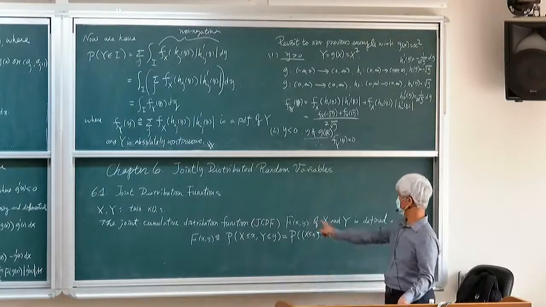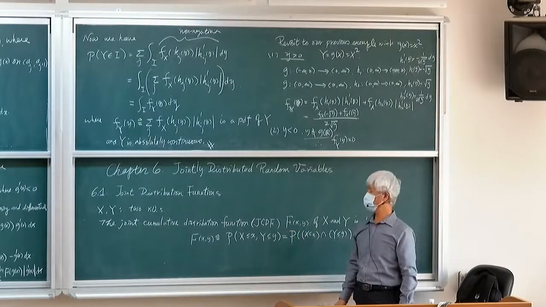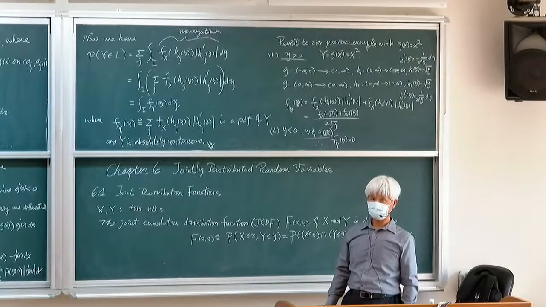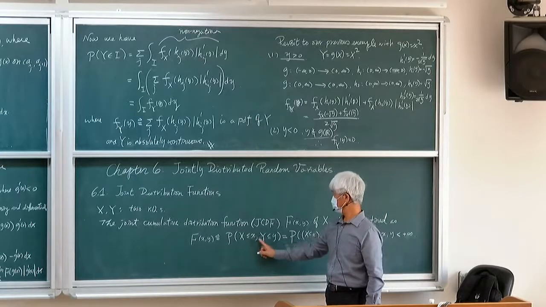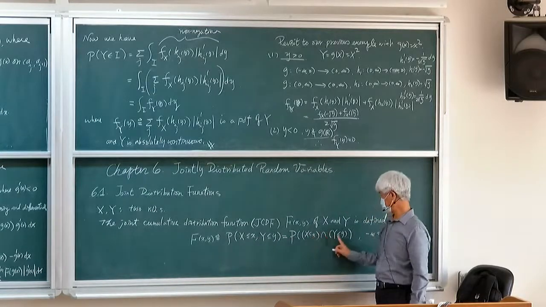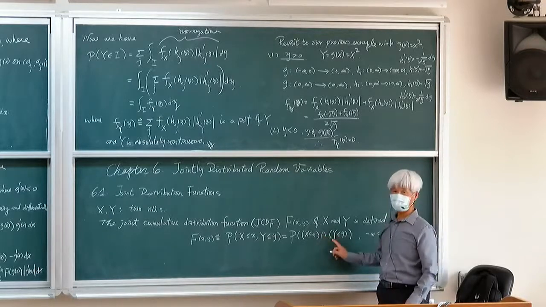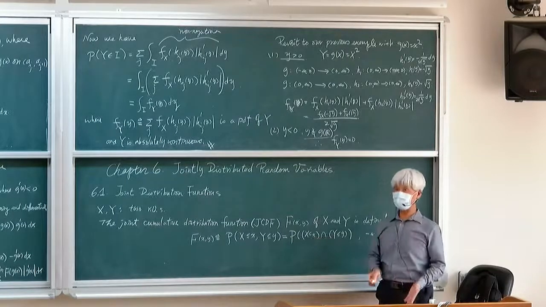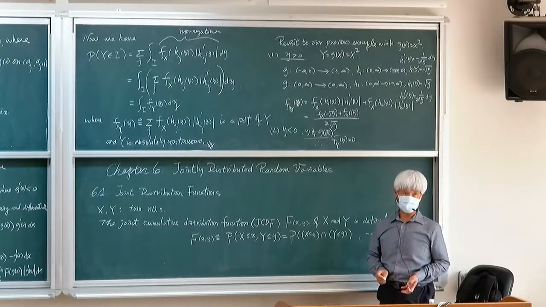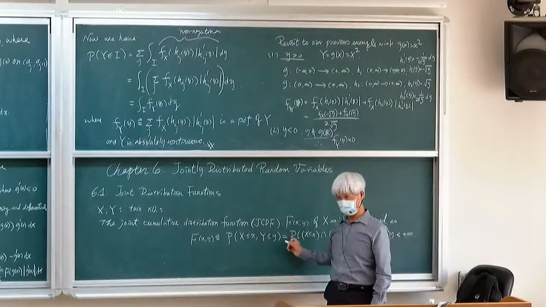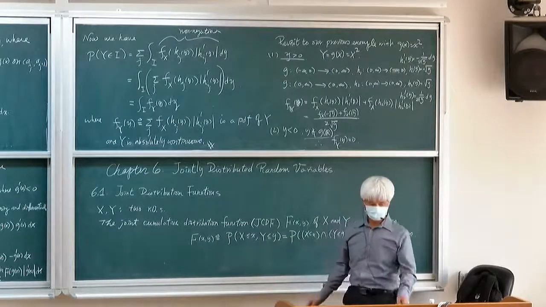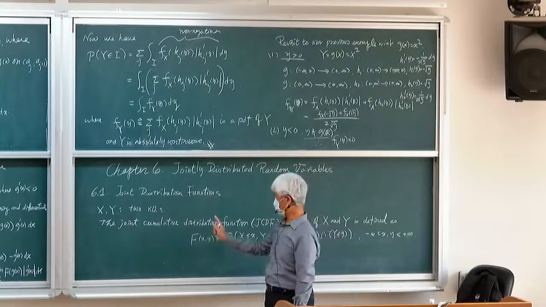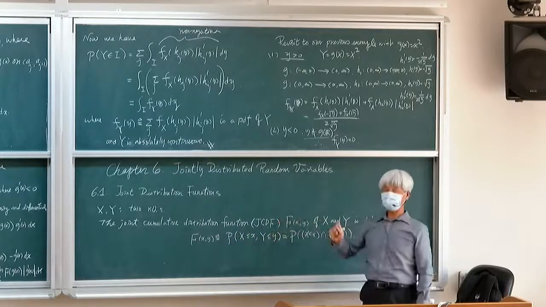Okay, so the joint cumulative distribution function is well defined, because this is an event of interest. This is also an event of interest because x and y are random variables. And the intersection of two events of interest is also an event of interest. And then we can assign probability to it. So when you take arbitrary two random variables, you can always form their joint CDF.